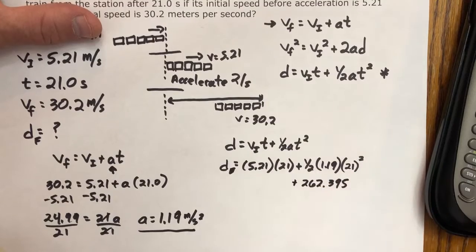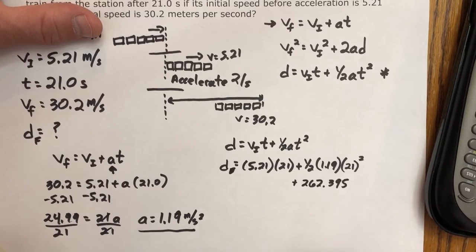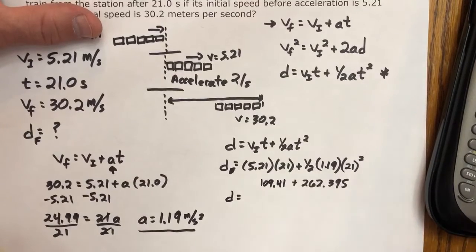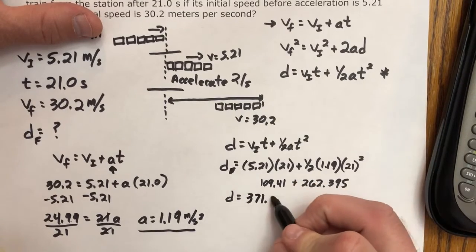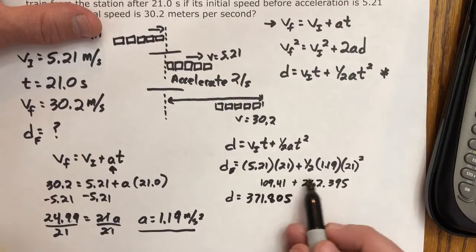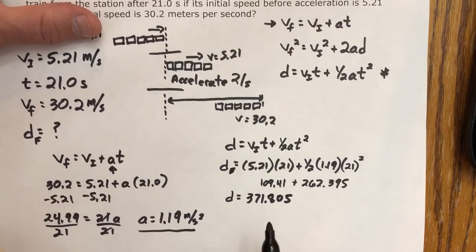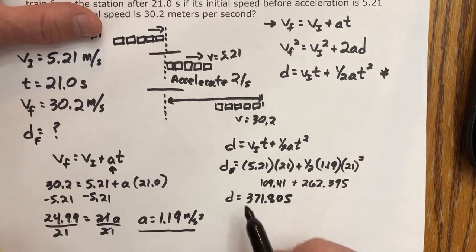So that's 262.395. Okay, what's this? I have 5.21 times 21. That gives me 109.41. So the distance of this train is, add these two numbers together, 371.805. Now, usually you don't have to carry all of these numbers in the decimals because these numbers are getting kind of long. I usually only carry 3, but I'm carrying them because I know this is not my final answer, and this is why. That is the distance, in meters, that the train moves.